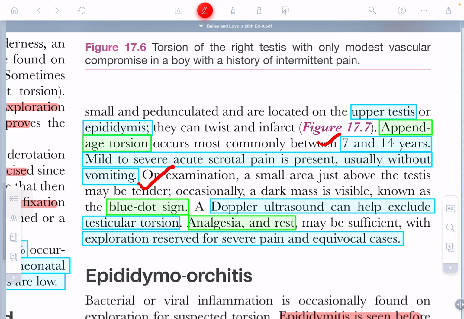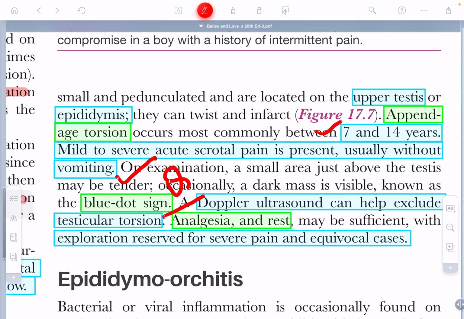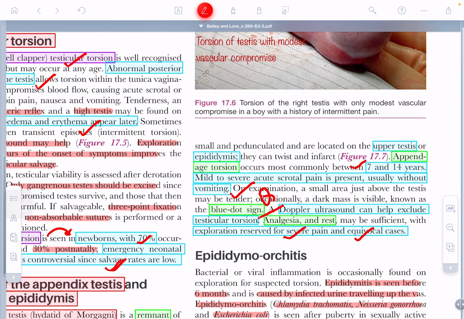Okay, so a favorite question is the blue dot sign. It's seen in appendiceal torsion. If you are in doubt, you can do a Doppler ultrasound to exclude testicular torsion, and the treatment is analgesia and rest. If there are equivocal cases, severe pain, or the diagnosis is in doubt, you can go for exploration.